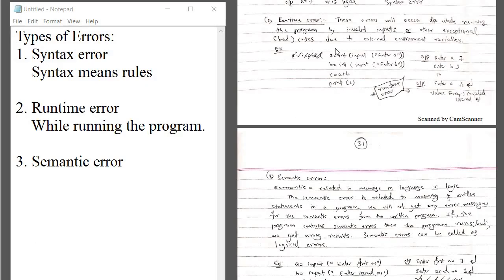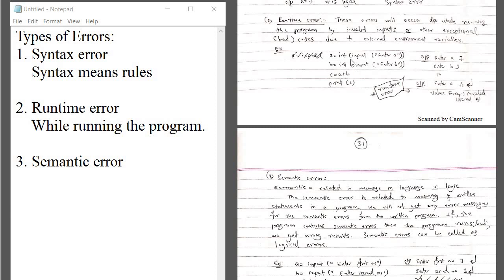Okay, sorry. These errors will occur while running the program by invalid inputs. See this example. Now I write a simple program to find the addition of two values. Here I am reading the value of a. Enter a; a will be stored in a, b will be stored in b. I find the sum and I print. This program is correct, meaning once we run the program we get the result.